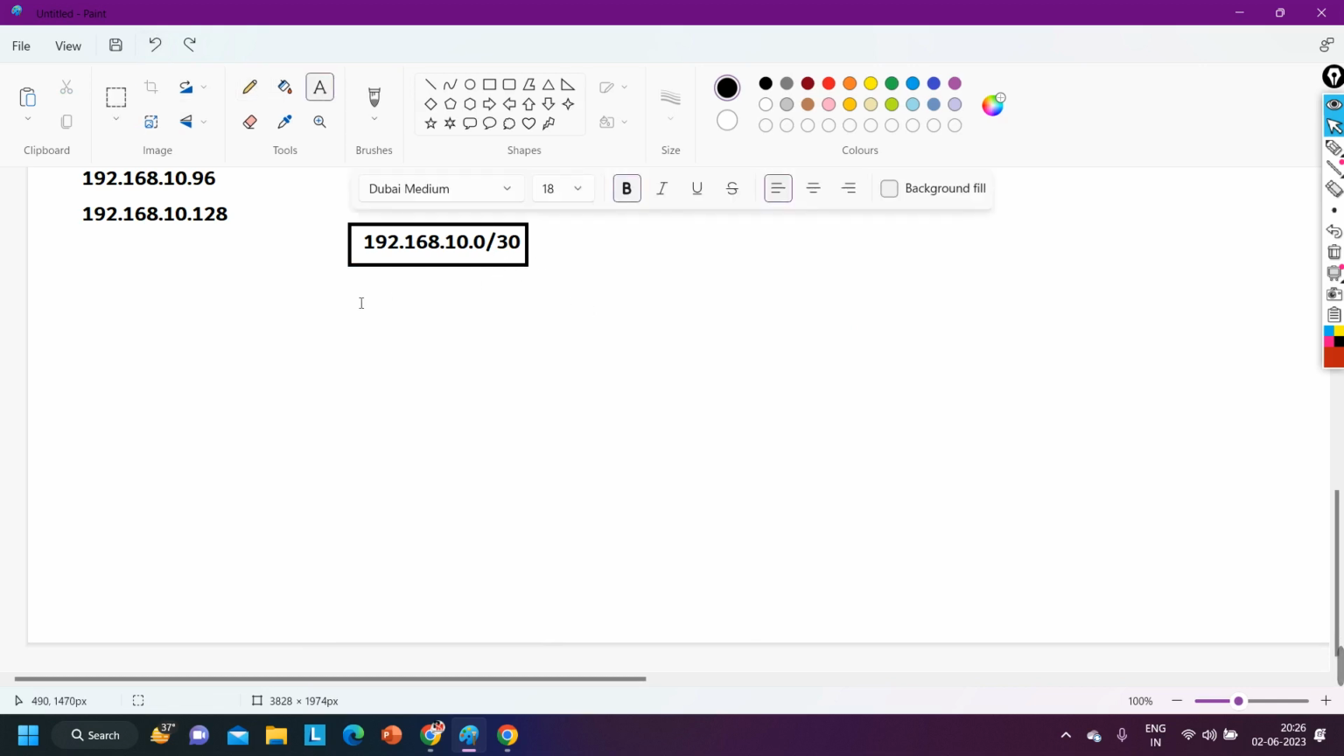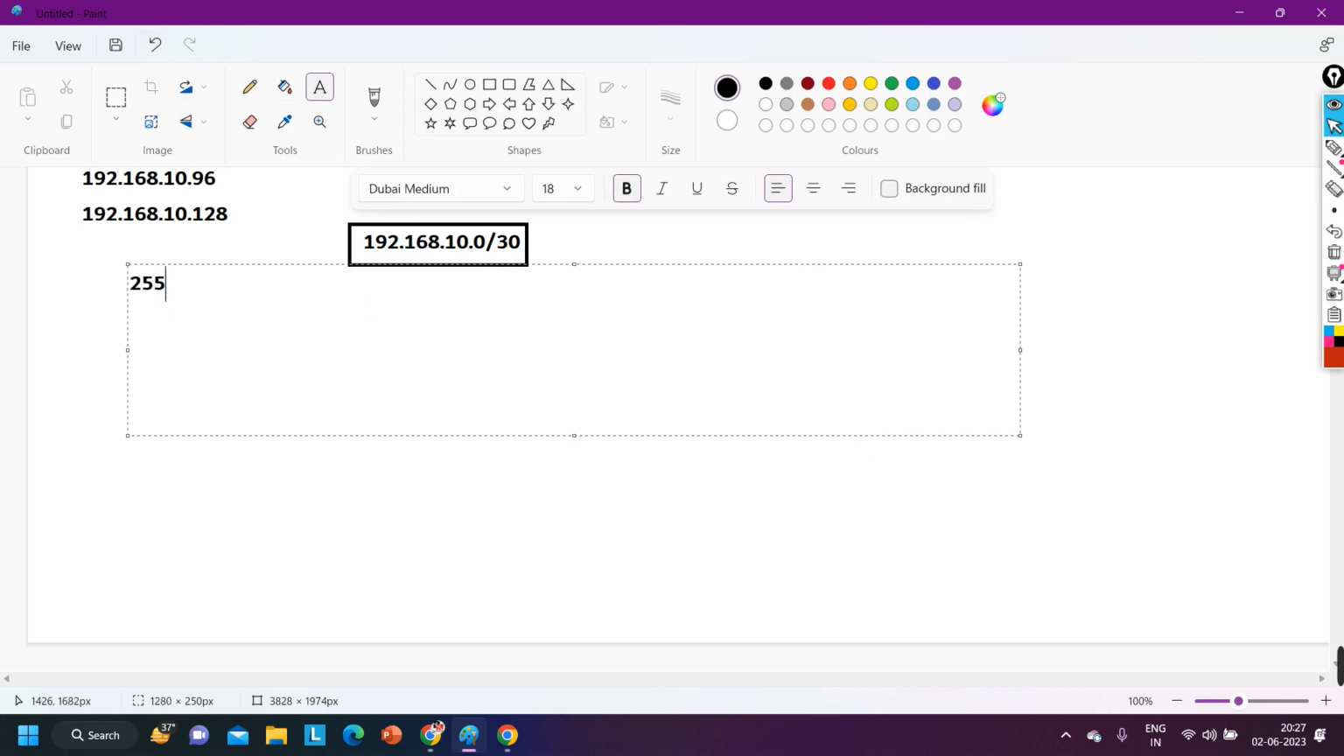Slash 30 means if you convert it into binary, then in the first octet all bits are 1, that will be 255. Yes or no? In the second octet also all bits are on, that will be 255. In the third octet also all bits are 1, that will be 255. Let me convert the fourth octet to binary. So in the fourth octet how many 1s are there? See, in the fourth octet out of 8 bits, 6 bits are 1. Yes or no? And the rest are 0.